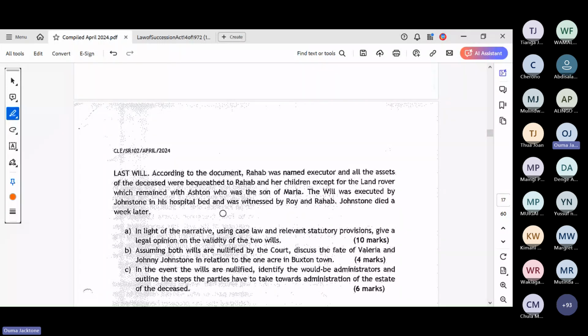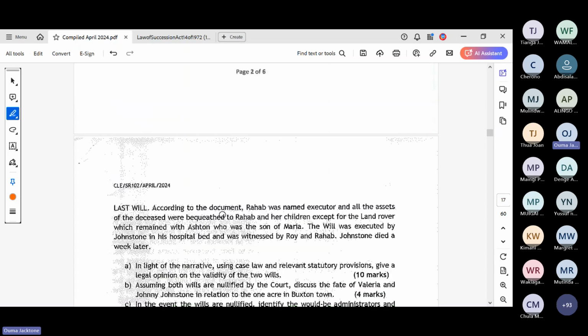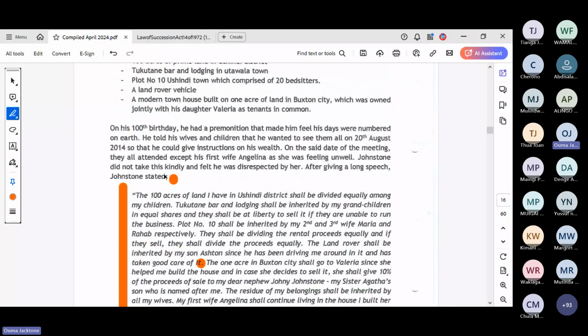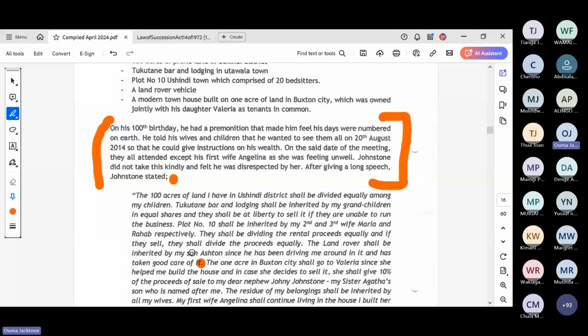All right. Now, in the event the wills were nullified, identify the would-be administrators and outline the steps the parties have to take towards administration of the estate of the deceased person. Very well. So, assuming that this will has been invalidated, who will be the administrators and what is the procedure? Quickly.